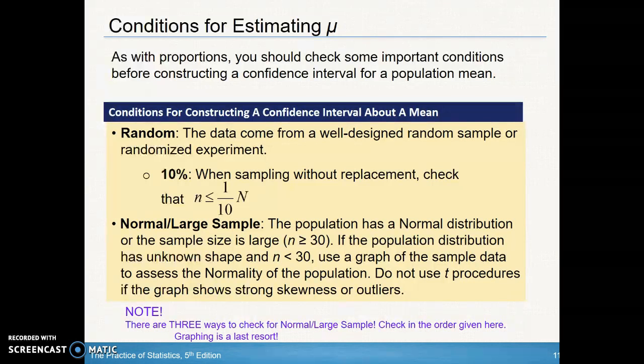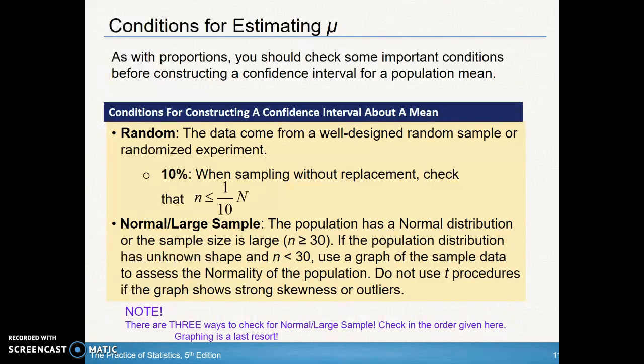Okay, finally, there's the normal large sample condition, and in proportion, it was just a large sample, and we use the central limit theorem. Well, with quantitative data, when we're estimating mu, we have 3 checks we can use for this. And the first one that works, all you have to do is use one of them. So the first one is if you're told that the population has a normal distribution. So if that's given in the problem, then you can say this is met.